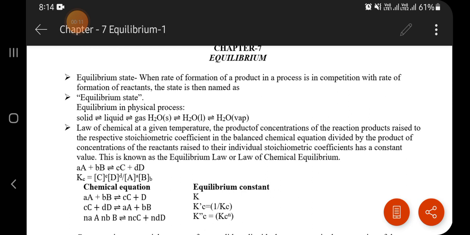Equilibrium state is defined as when the rate of formation of product in a process is in competition with the rate of formation of reactant. The state is then named as equilibrium state. Equilibrium in physical process is solid reversible to liquid, liquid reversible to gas.